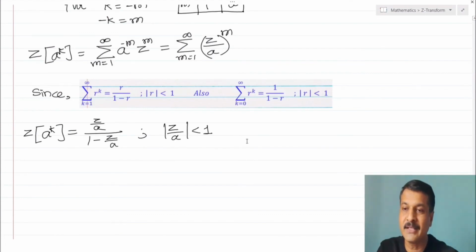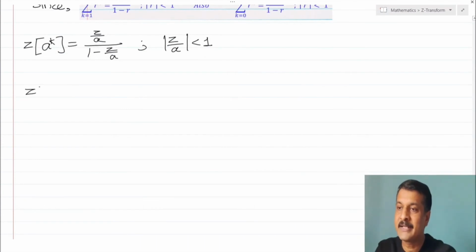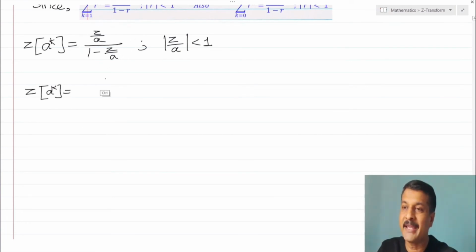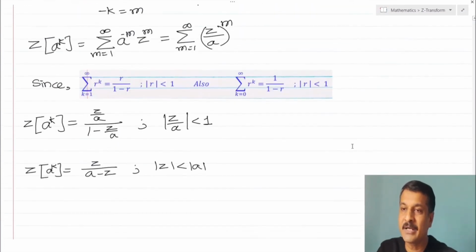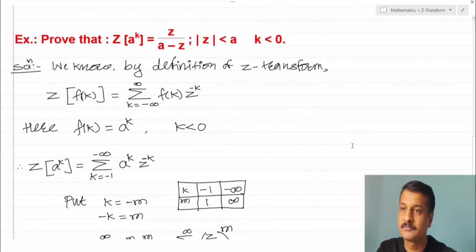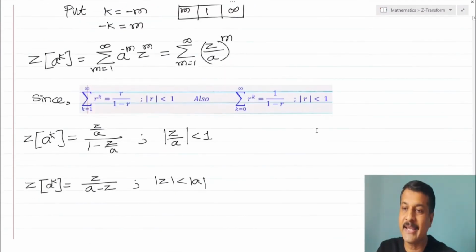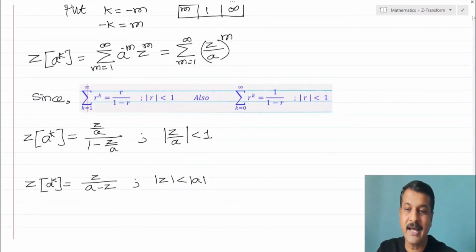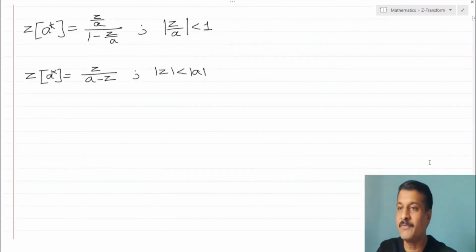So simplify this now. I am getting Z transform of A raised to K equal to, now here multiply numerator and denominator by A. So I am getting Z upon A minus Z, where mod of Z is less than mod of A. So you can see what we want to prove. We have to prove Z upon A minus Z, where mod of Z is less than A. If A is positive, then directly you can consider, otherwise mod of A. So which is your required. So hence proved.